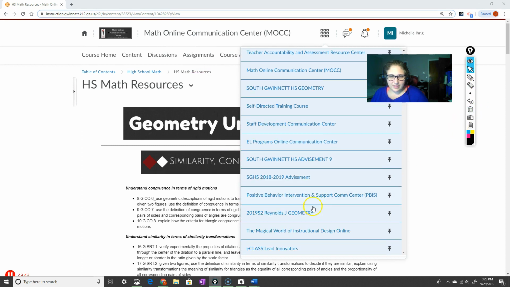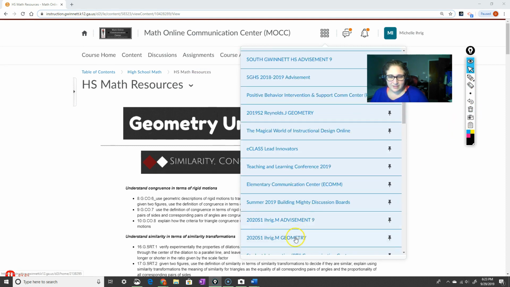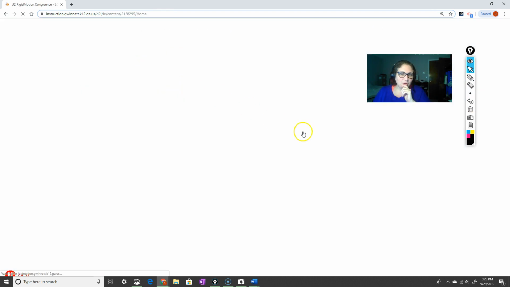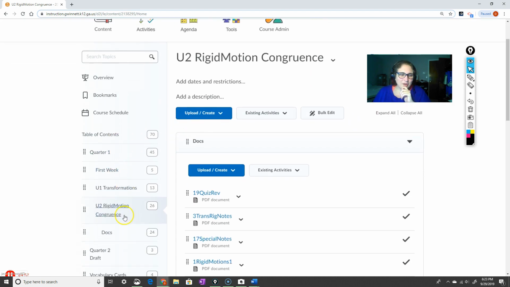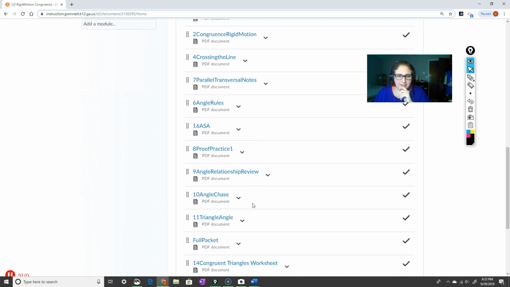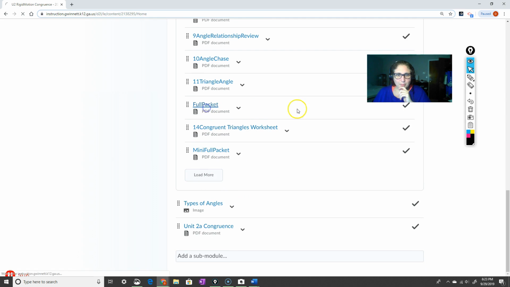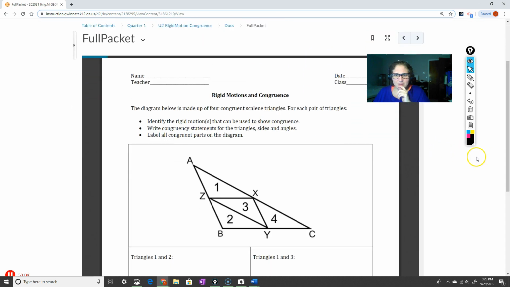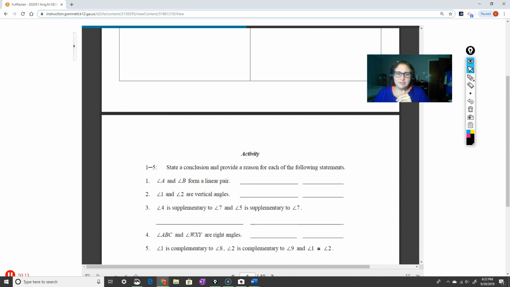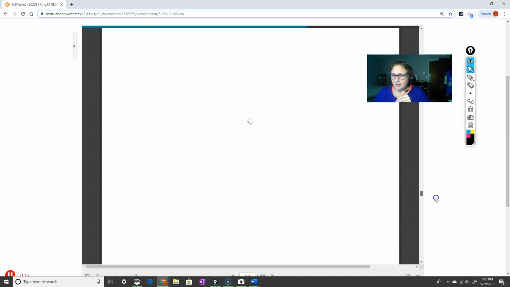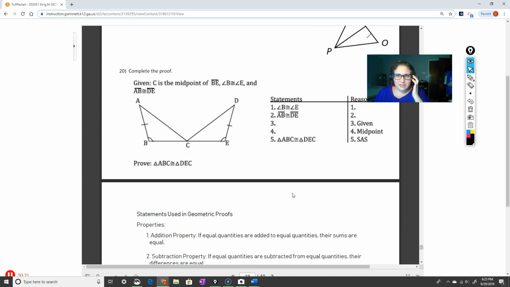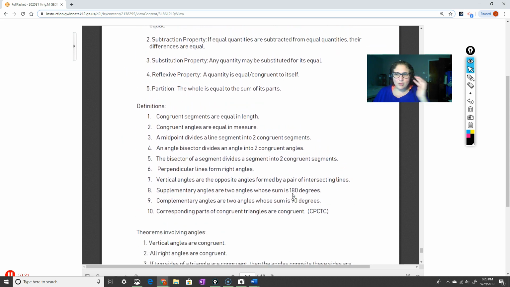So the best resource that you can use to prepare for the test, in terms of what the different statements and reasons are, remember with the definitions, is if you go to content and we go to rigid motion, there is one of these lines, the full packet, I think, will have it in it. And this is some of what we've done in this unit. I want to say the last page is the good page. Yeah, so these last two pages here are the most important.